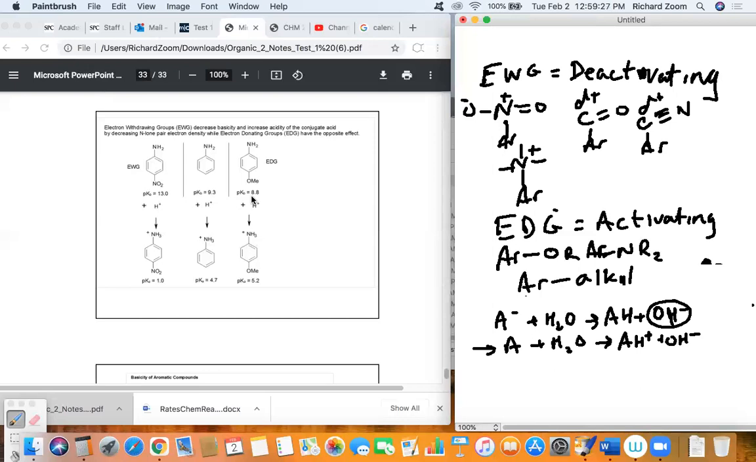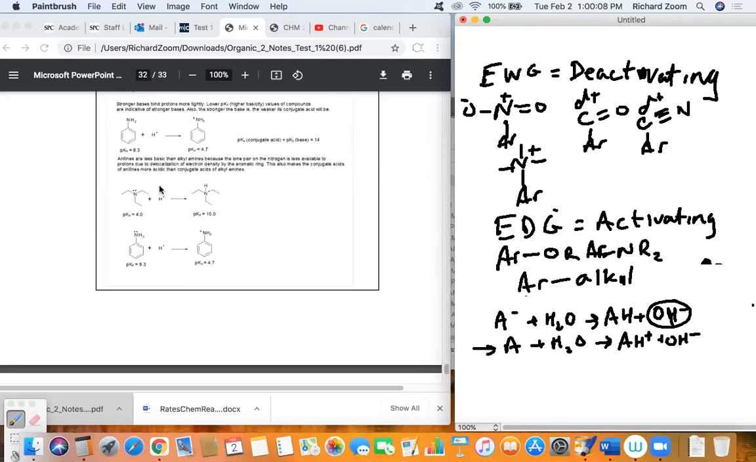But do the deactivating and activating groups work differently on it? No, well, they have the opposite effect. Look what happens to the basicity here. Do you see how it goes from 9.3 to 13 with the electron withdrawing group? It becomes less basic, right? So if you know that the deactivating group is going to make something more acidic, that would hold for the bases too, because if it's more acidic, it's less basic. Right, but what I would say is that the electron withdrawing group is having the opposite effect on the base that it had on the acid.